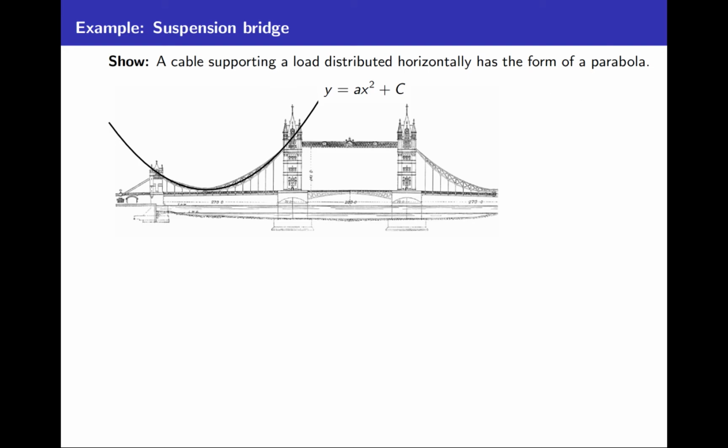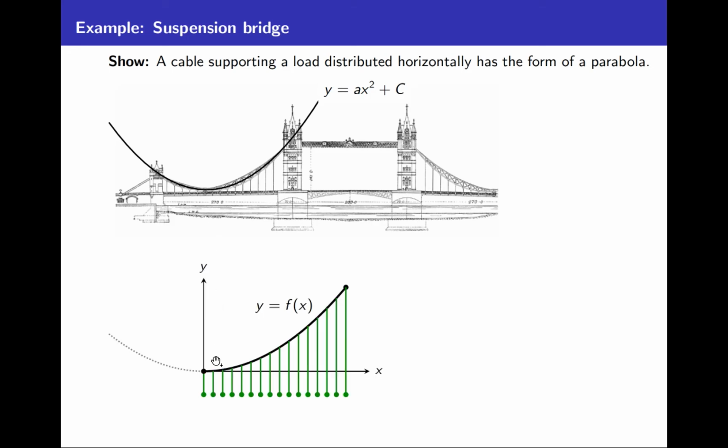Our solution will use a little bit of physics, and if you're not familiar with that, you can ignore this example and you'll be fine. But let's see if we can figure this out. Look at this situation and put it on a graph. Let's say that our cable is put on the graph so that its lowest point is right there at the origin. And we don't know what shape this cable takes, so let's just call it y equals f of x.